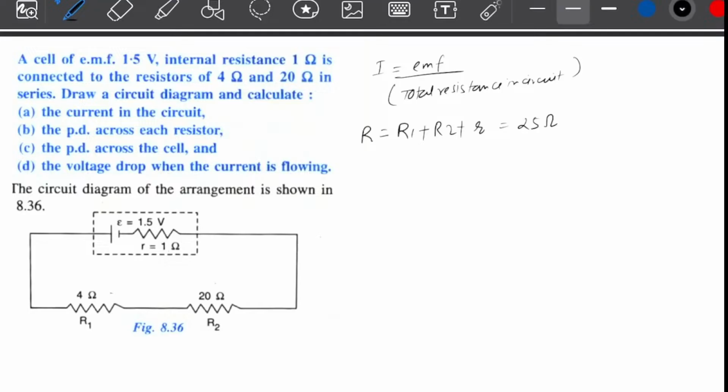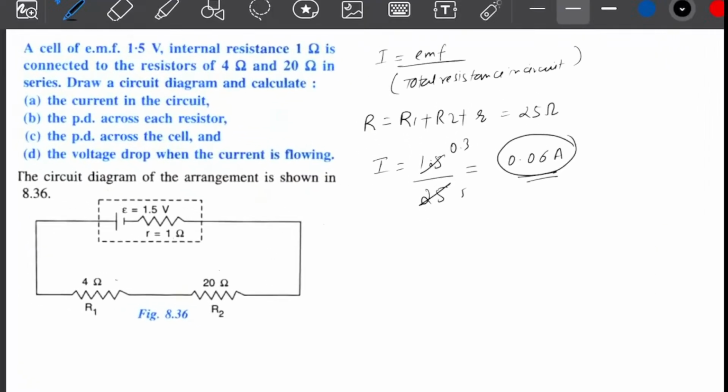Now putting these values together, EMF was given to us as 1.5 volts, and the value of net resistance was 25 ohms. So we'll just solve these values together, and it would become 0.06 amperes. So the current's value is 0.06 amperes, and this will be the entire current which is going to be flowing in this circuit.